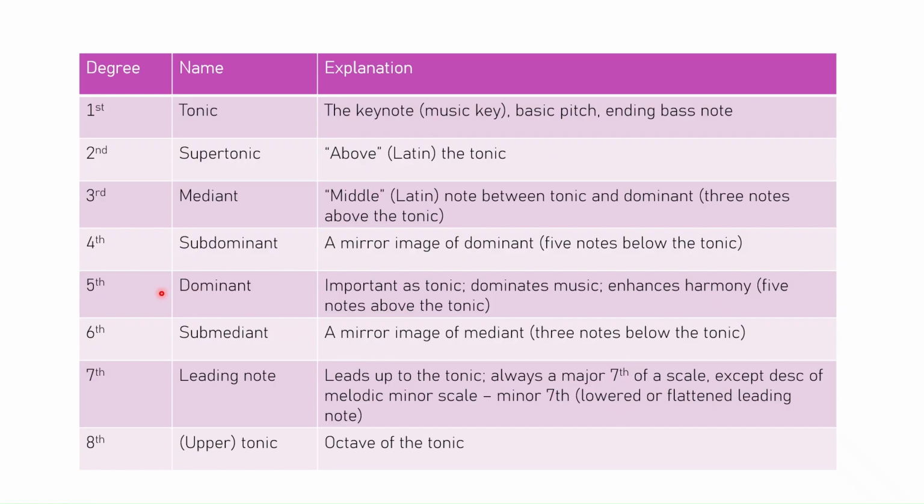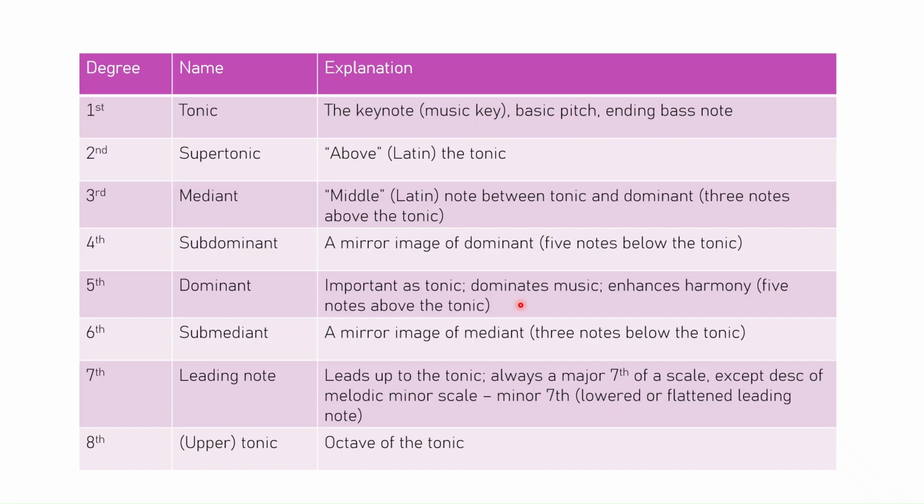Then the next note I want to talk about is the dominant. Let's go to the fifth. The dominant is also as important as the tonic. In music, the dominant and the tonic are two very important key notes. Why do we say it's dominant? Because it dominates the music. It has a dominating, domino effect.